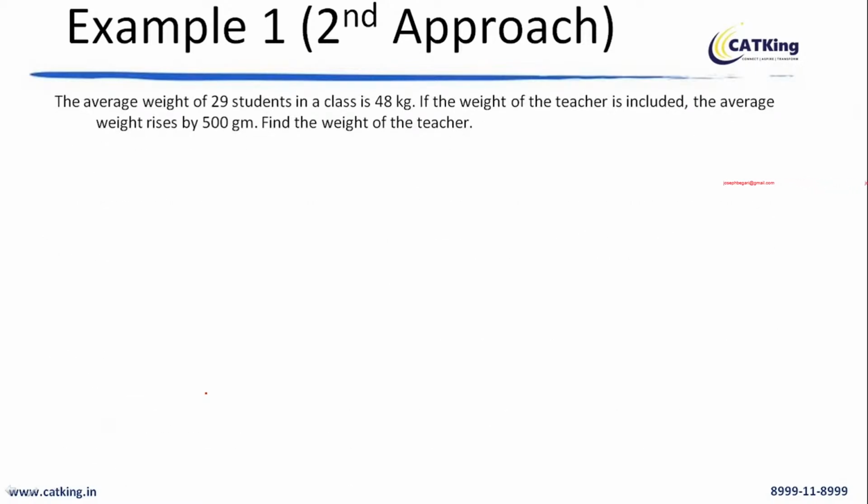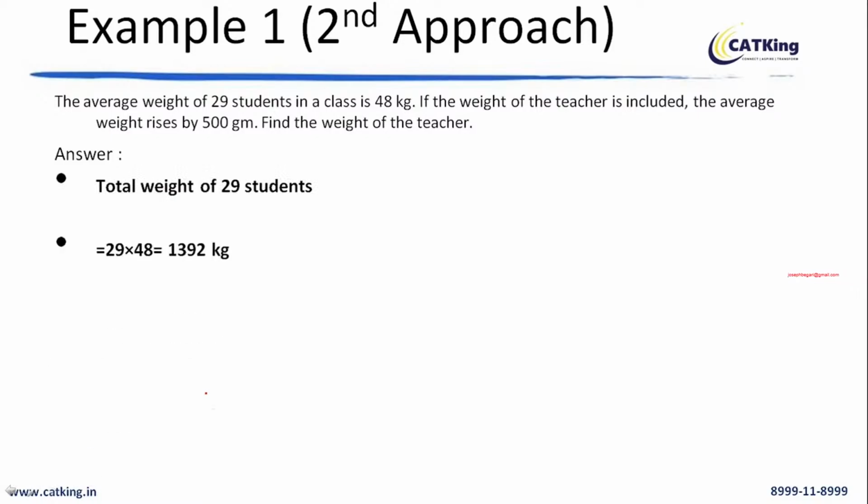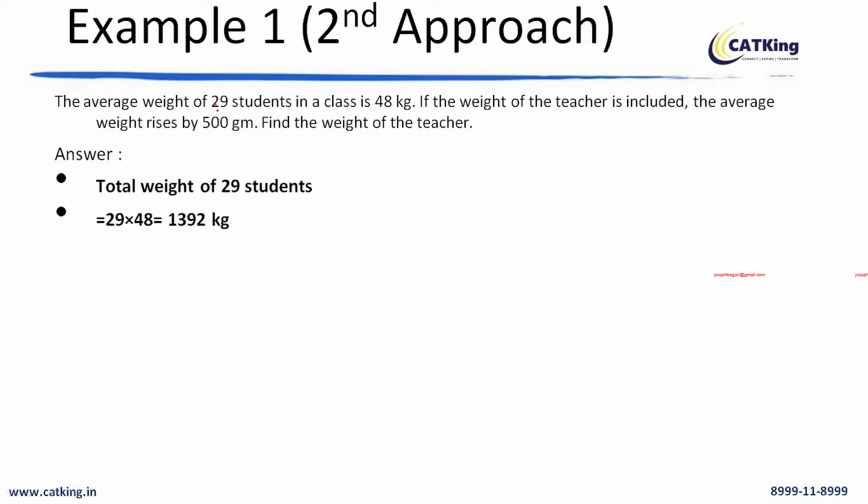This is the same question. Average weight of 29 students is 48 kg, the weight of the teacher is included, the average rises by 500 grams, find the weight of the teacher. Simple. I could use this concept in the first session of averages as well, and we've done that. So it's a simple concept. Total weight of 29 students will be how much? 29 into 48, which is their average. Total sum is quantity into average. So this is the total weight of 29 students.